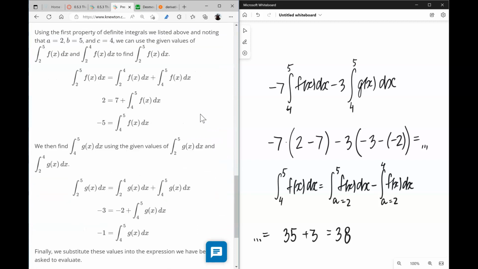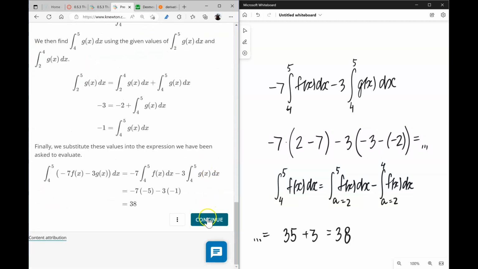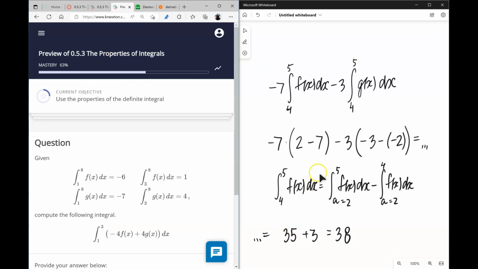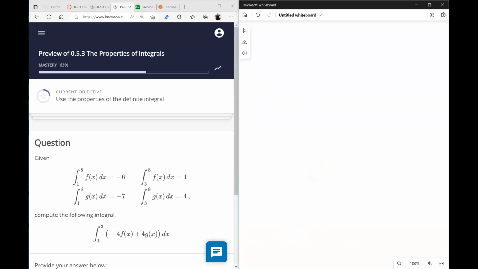Excellent. Another one, very similar problem. We're going to have -4 integral from 1 to 3 f of x dx plus 4 integral from 1 to 3 g of x dx.